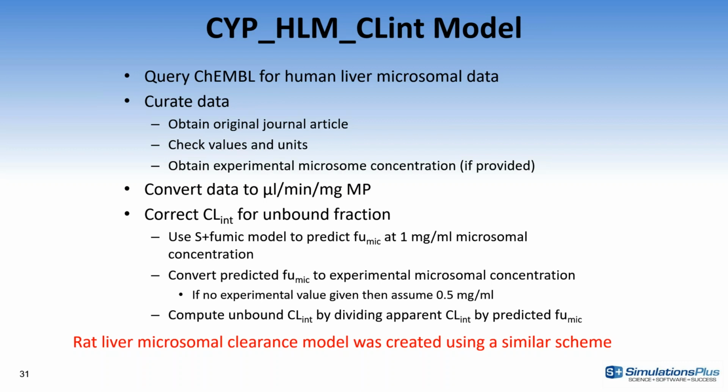And this will vary from compound to compound, and that's why we use this FUMIC model that we created. Now, the FUMIC model predicts the fraction unbound at a concentration of 1 milligram per milliliter of microsomal concentration. Now, the experiment might have been performed at a different concentration, and so we might have to adjust that value by looking at the journal article. If no experimental value was given, then we assumed a half a milligram per milliliter. Then we would compute the unbound clearance by dividing the apparent clearance by the predicted fraction unbound.